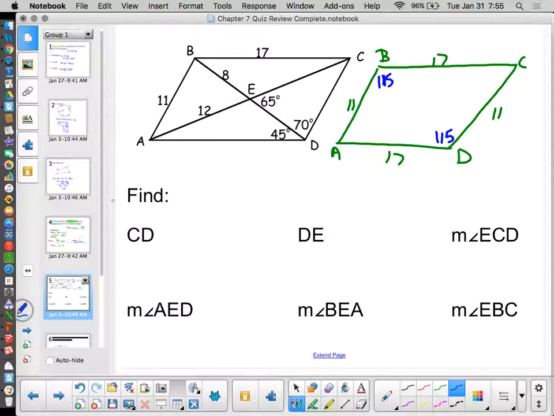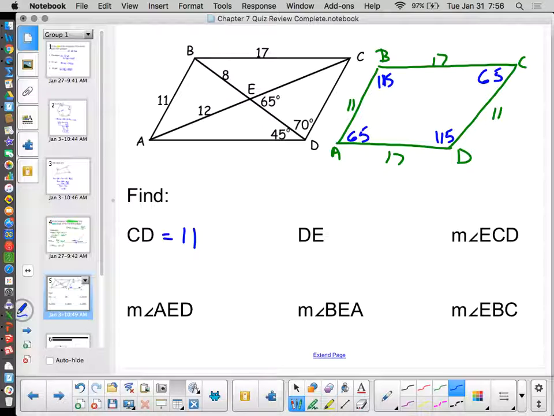So what's this angle going to be? 65, because consecutive angles have to add up to 180, right? And 65. Now, just based on that alone, how many questions can I answer? CD, aha. Okay, DE. I can't do DE yet. That's okay. Angle ECD, nope. EBC, no. BEA, no. AED, not quite yet. Okay? But we got this one. One thing at a time.